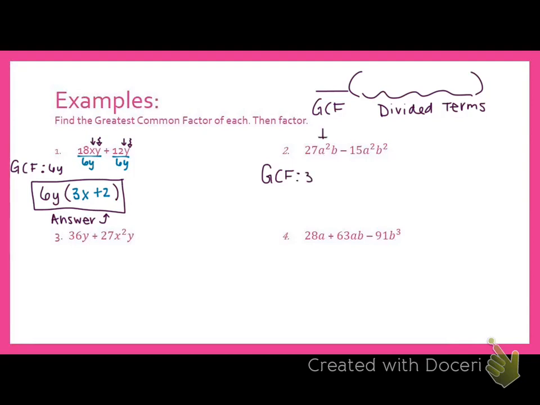Okay, this person has $2 and this person has $2. What is the most amount of money you can take? 2. So we can take out 2 A's.